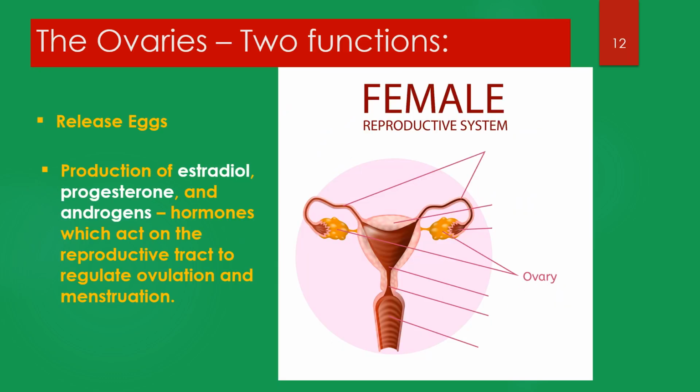The ovaries are also paired organs on either side of the uterus. The ovaries have two functions: the periodic release of eggs and the production of sexual hormones, estradiol, progesterone, and androgens. It is the cyclic action of these hormones on the rest of the female reproductive tract that causes the ovulation and the menstrual cycle to occur.